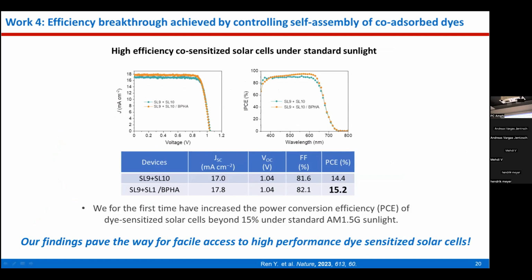Finally, for the fourth time, we increased the power conversion efficiency of the dye solar cell beyond 15% under standard 4 sunlight. Actually, this broke the bottleneck of the efficiency. Before this, the efficiency was around 13%.